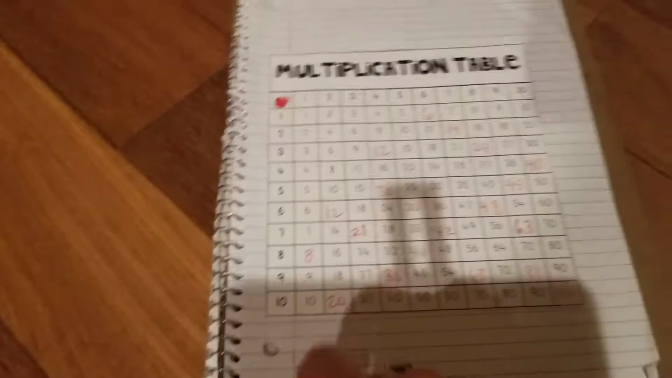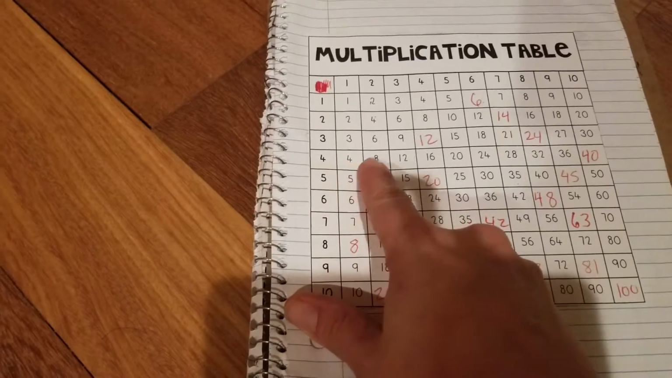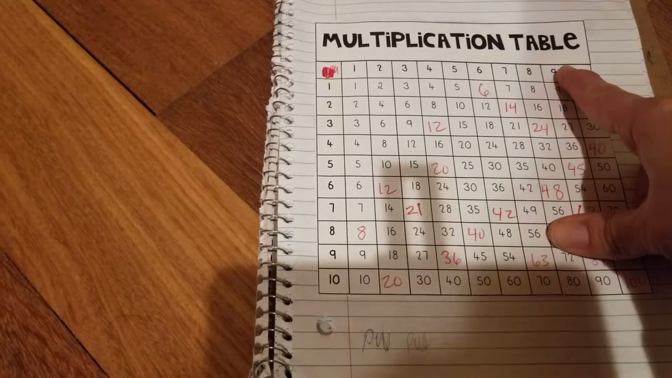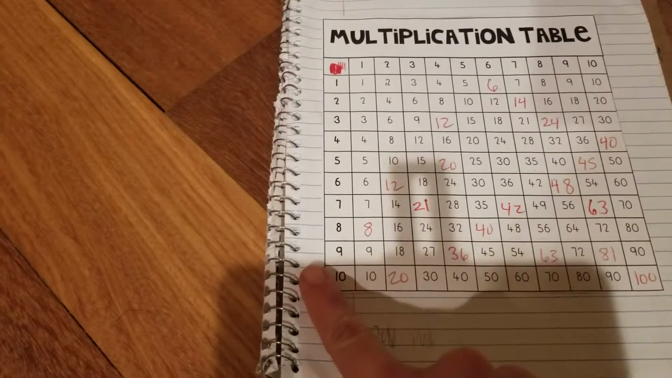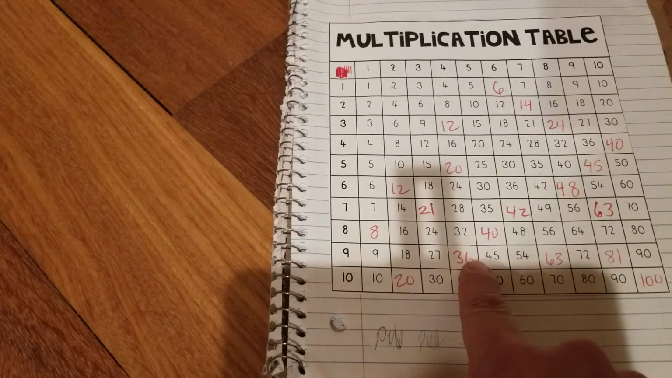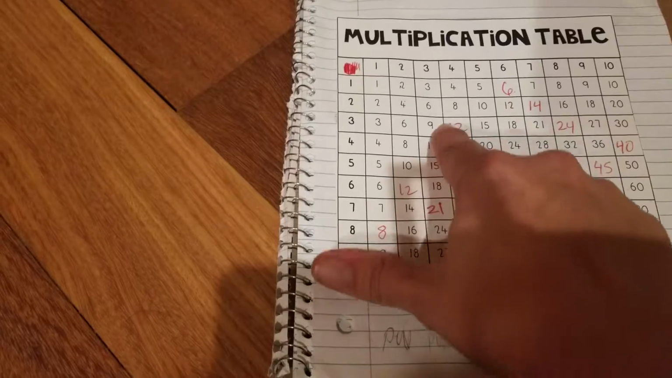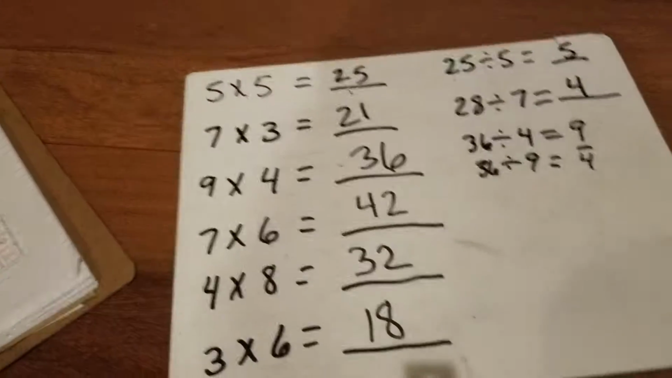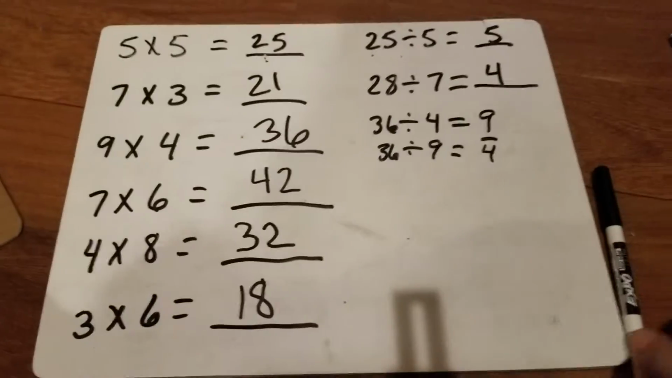We'll start with the first one. 36 divided by 4. Go to the 4s until you find 36. What's the answer? 9. Okay, go to the 9s. Find 36. What's the answer? 4.